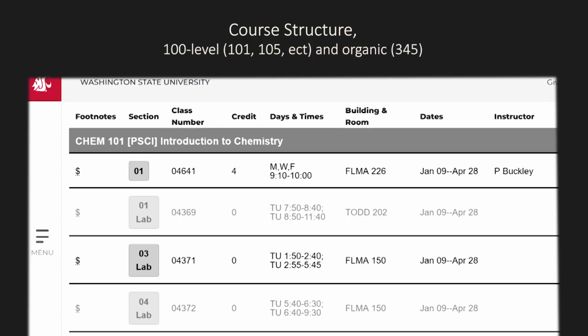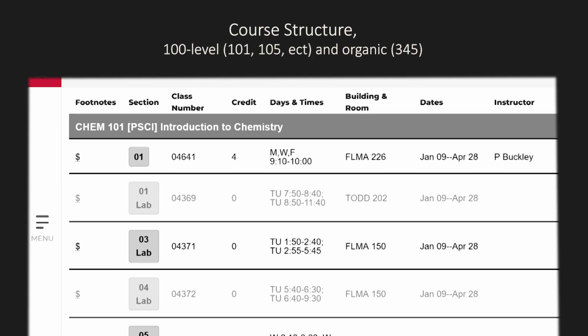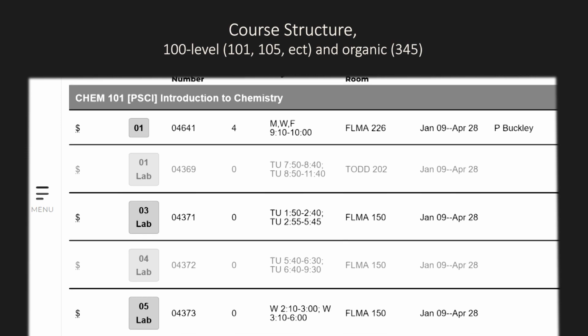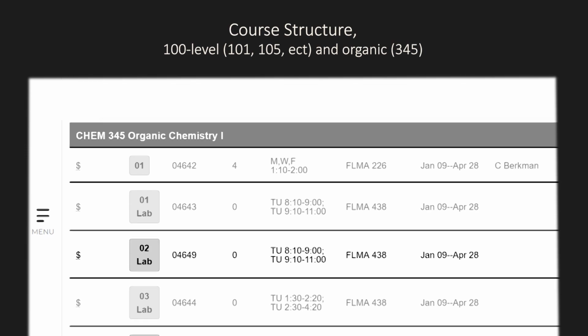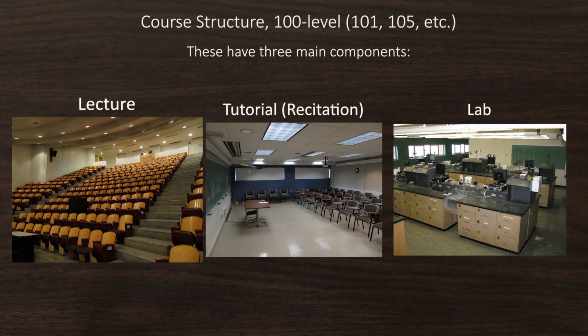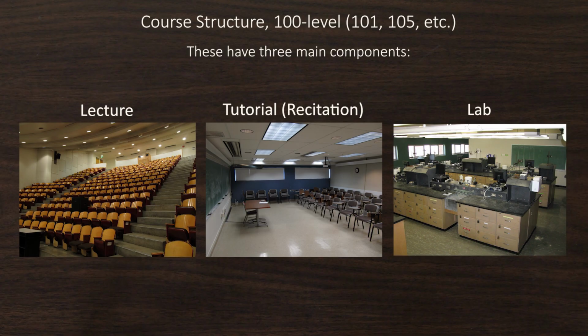Let's begin by going over how the chem courses you will TA for are structured. These include the 100 level courses, such as Chem 101 and 105, and the organic course 345. The 100 level courses have three main components: a lecture that usually meets 3 days a week, a tutorial that meets once a week, and a lab that also meets once per week.